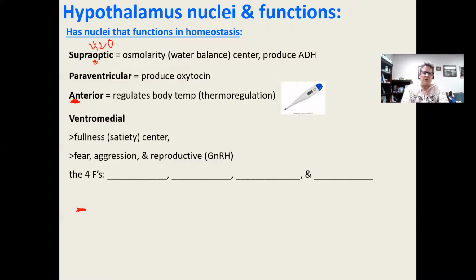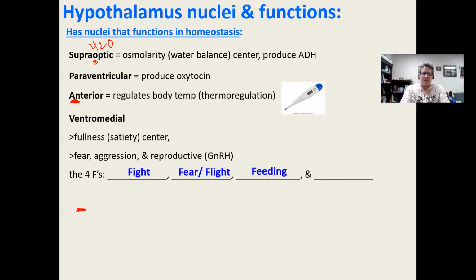It's also a nucleus that regulates pretty much your fight or flight, okay? So fear, aggression, and then also your hypothalamus is control of all things reproductive. So the ventral medial nucleus is responsible for the four F's, and those four F's are fight, as part of your fight or flight response in the sympathetic response.